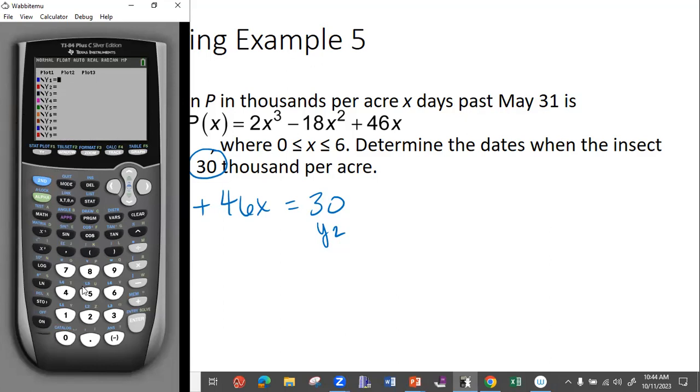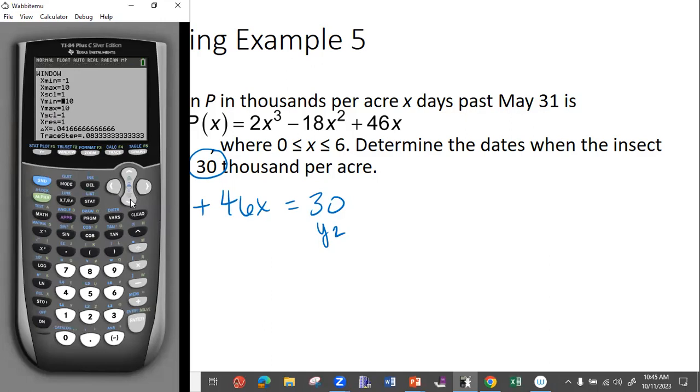So we have Y1 equals 2x to the third minus 18x squared plus 46x. And we want this to equal what? 30. Okay. It also gave us parameters. Our parameters are from 0 to 6. So that means I need to change my domain from -10 to 10 to, I'm going to give myself a little wiggle room to see, -1 to 10.